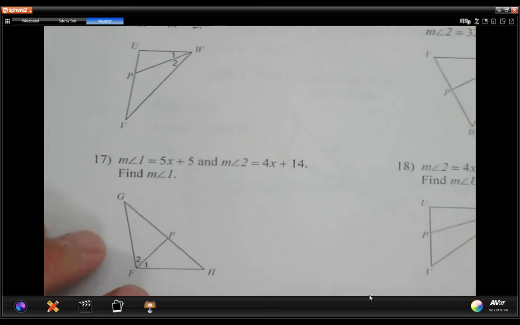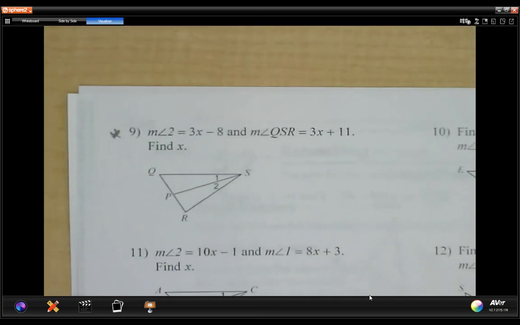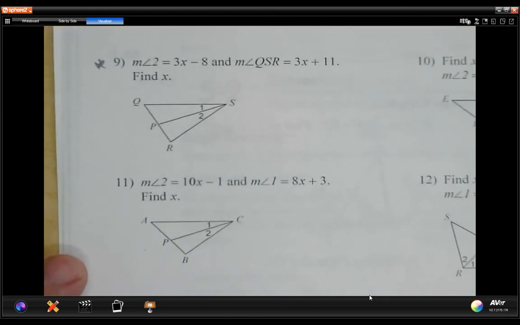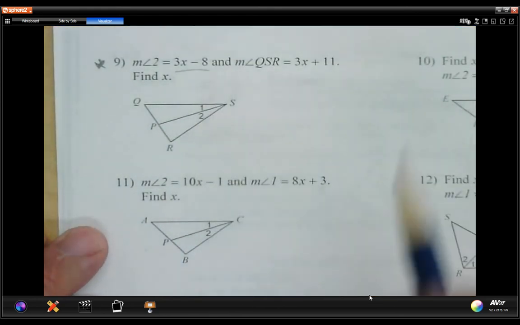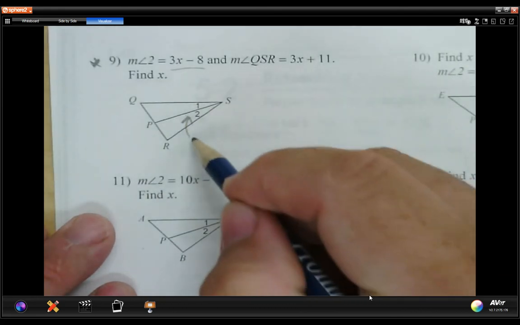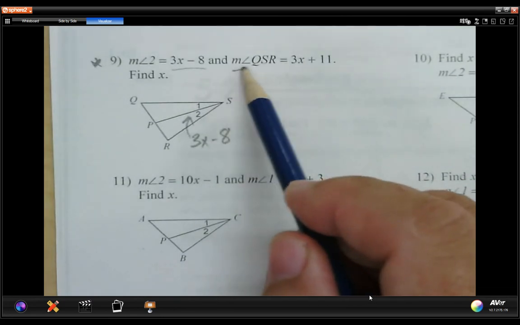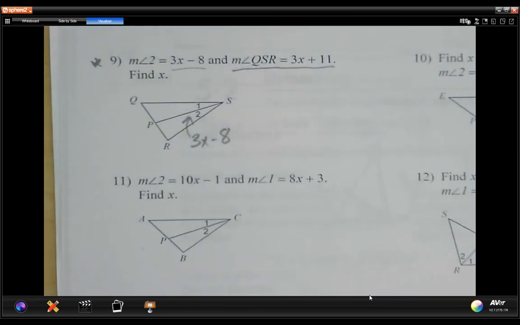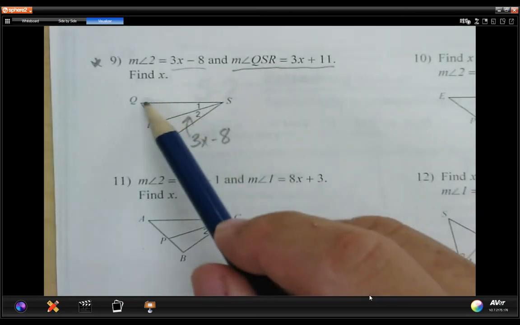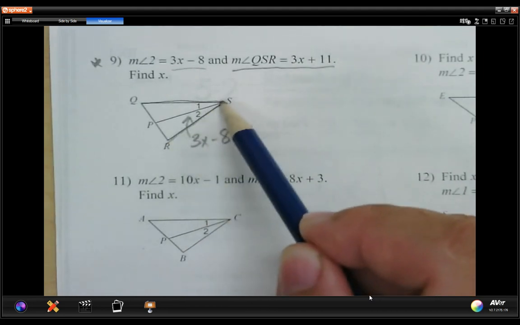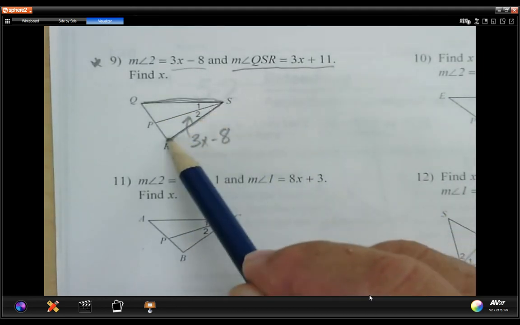Let's look at a couple more problems. Number 9. Here it says the measure of angle 2 is 3x minus 8. So right here, I'm just going to put a little arrow to indicate what's going on. 3x minus 8 is that angle right there. Now pay careful attention to what's said next. It says the measure of QSR equals 3x plus 11. Now what is QSR? QSR is not the part, but it's the whole.